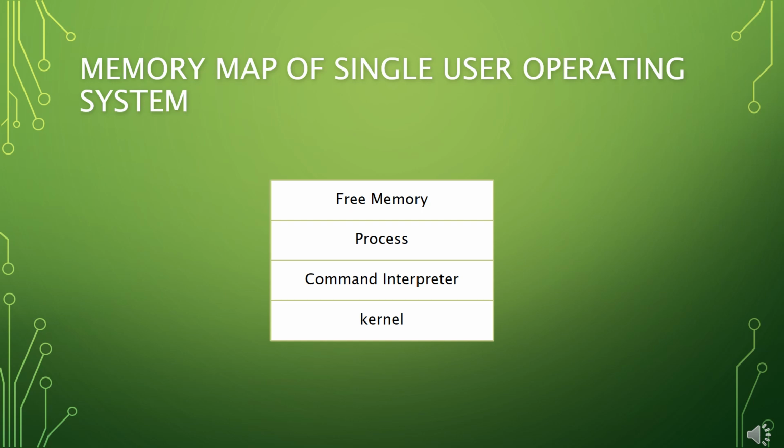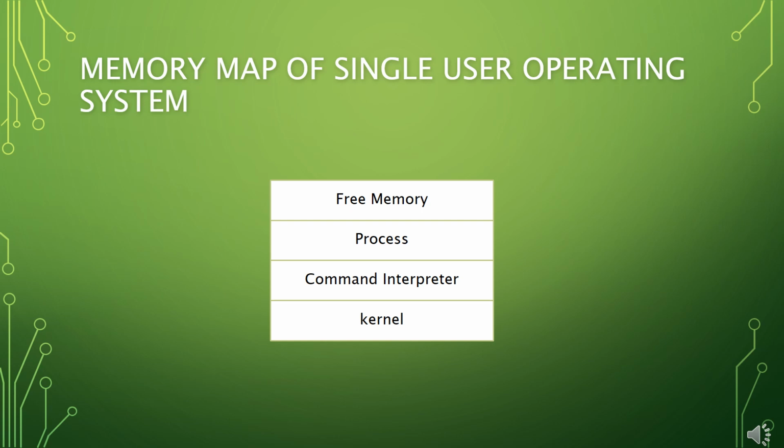Before we go and learn about the techniques, let us first focus on the memory map of a single user operating system. As you can see in the diagram, the single user operating system memory is divided into the following parts: free memory, that is for the user process, then the process memory, command interpreter, and kernel.